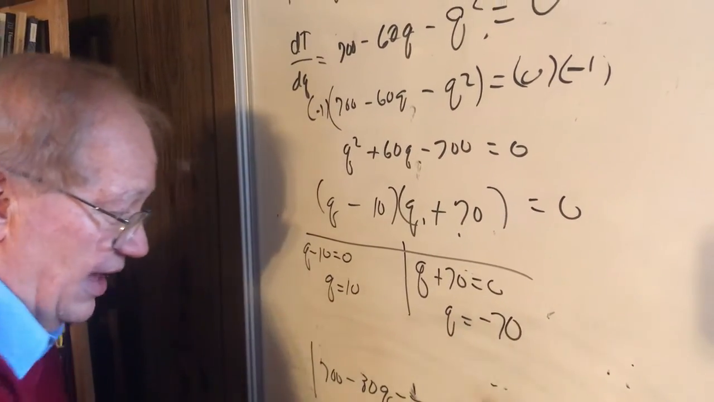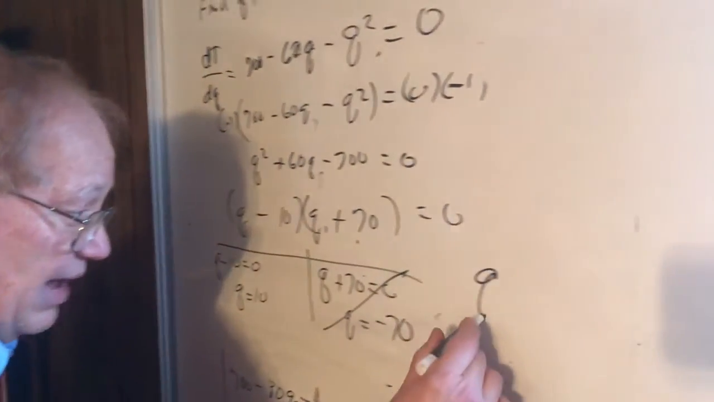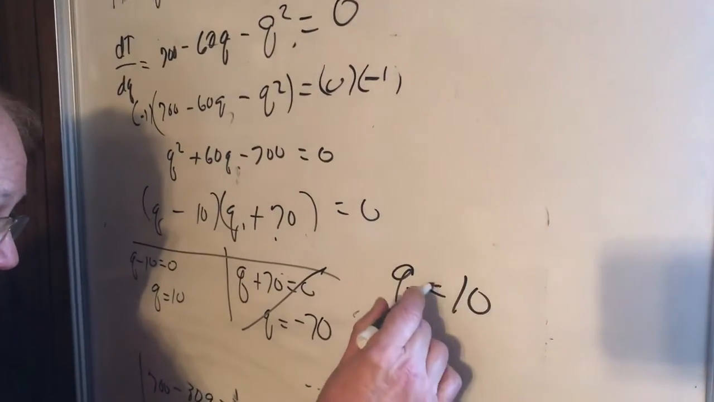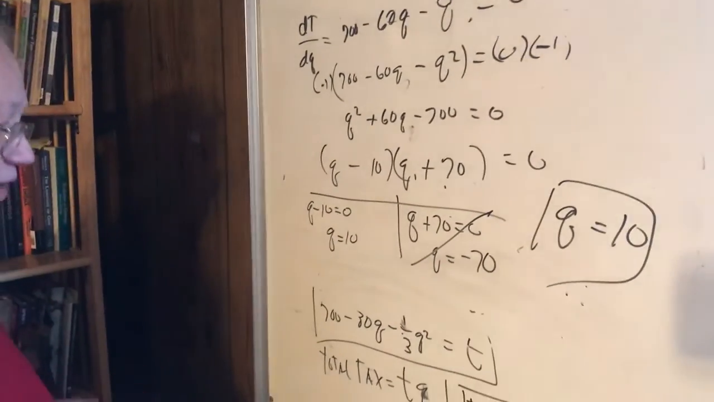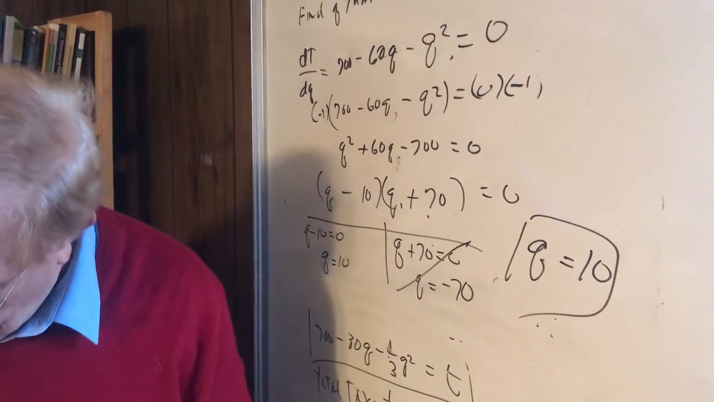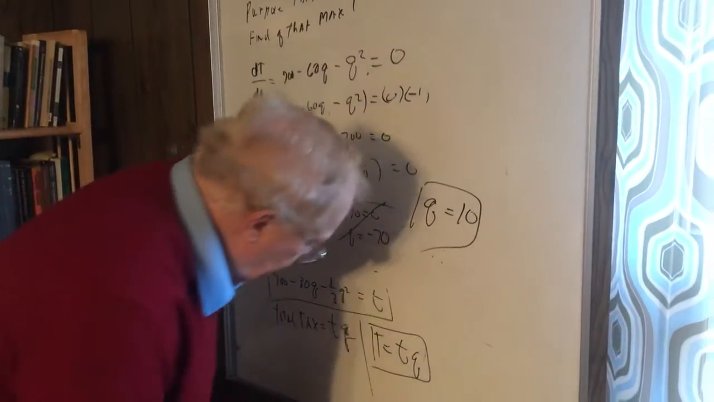And we cannot sell minus 70 units. So we're going to look at the problem, Q equals 10. This is a critical point. So we want to find out, is this critical point actually a maximum?